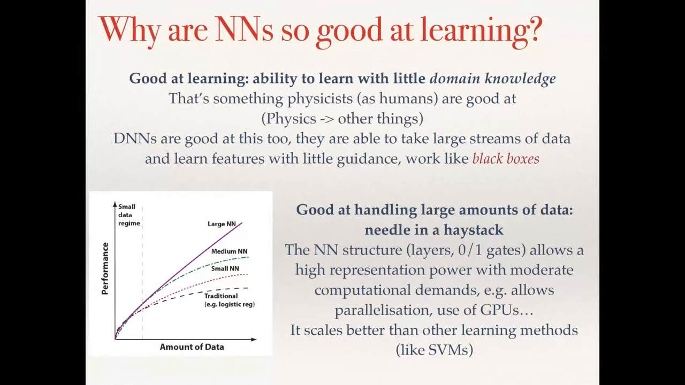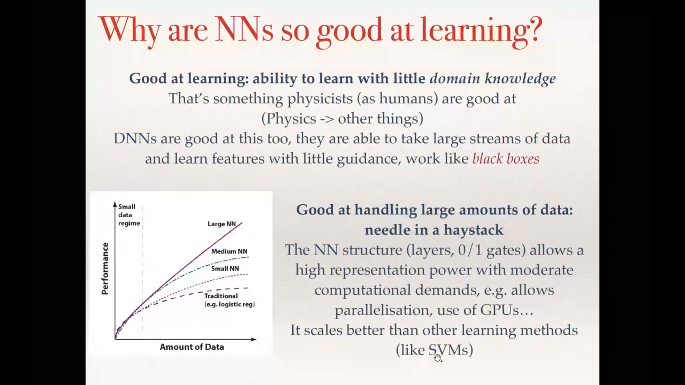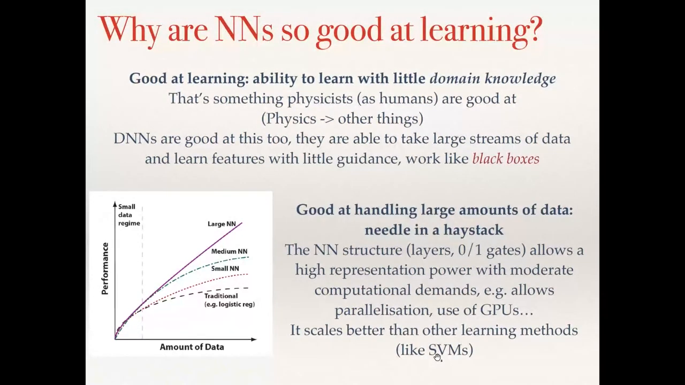Why is that? Why are neural networks so efficient at handling lots of data? There are many reasons, but mostly it comes down to the fact that neural networks are made of simple things. At the end of the day, it's a 0-1 gate. And you take these gates and you place them in layers, which allows them to be parallelized, to be very good for GPUs and so on, and then to scale better than other learning models, like, for example, support vector machines.